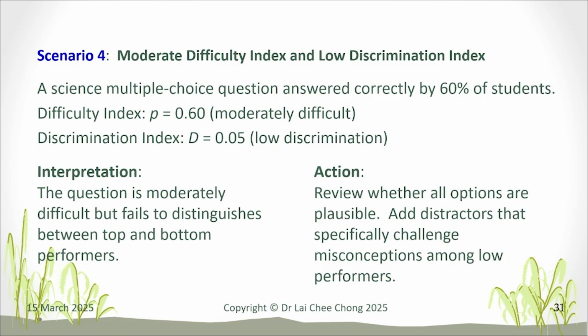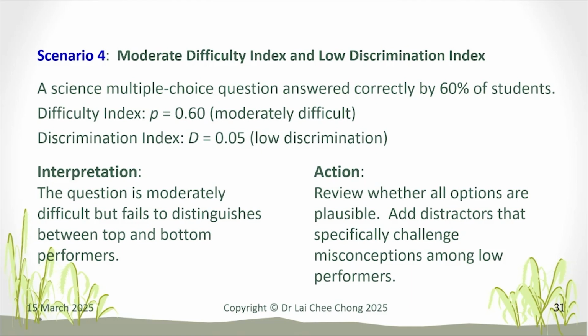The fourth scenario. 60% of students get it right. So your P is 0.6. Okay? It's moderately difficult. But how about the D? Well, very poor. Low discrimination. What does that mean? That means it cannot really distinguish the top and the bottom performance, right? So that is what it means. It failed to distinguish between the top and the bottom performance.